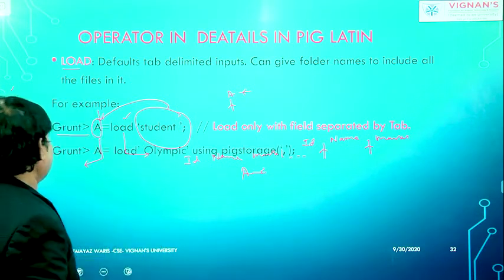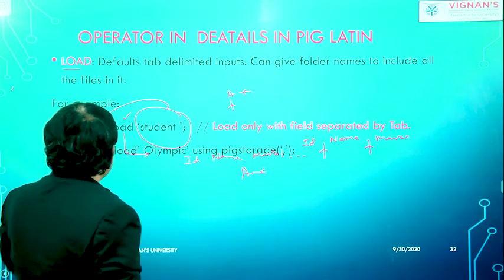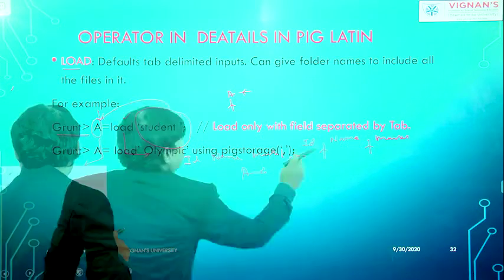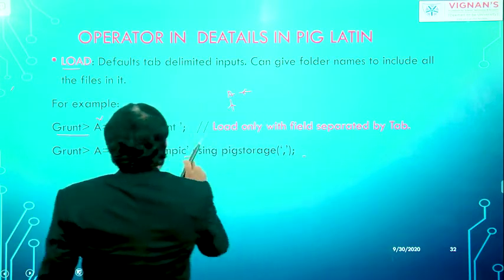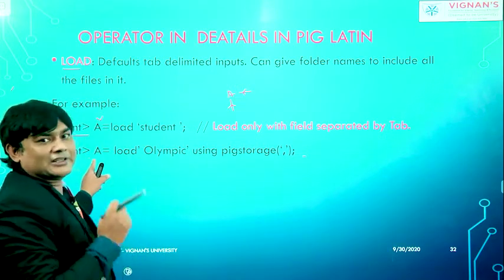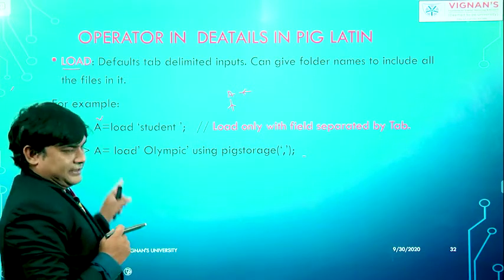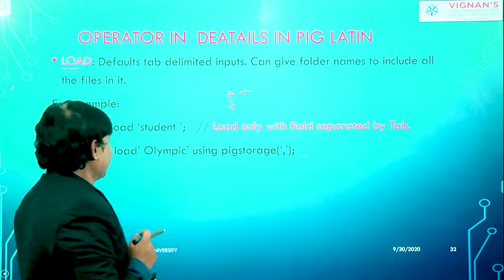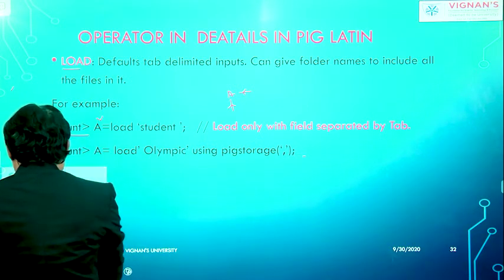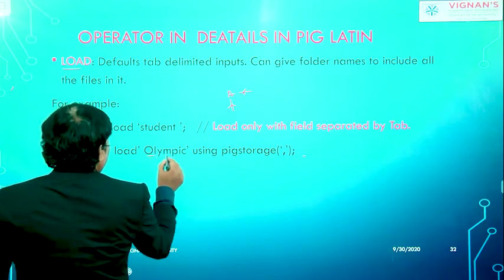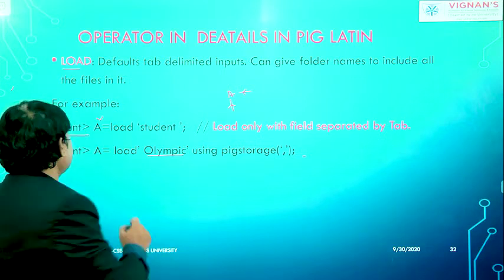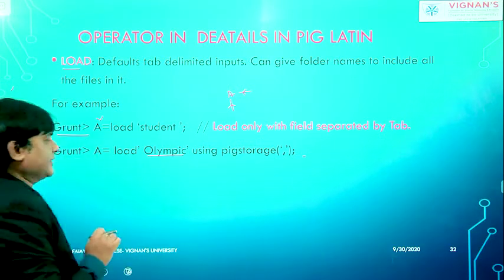What is the meaning of this one? Grunt, A equals load Olympic. Okay, let me explain it in a very clear way. If you see the second statement, you may notice some difference. What I have written is that we are going into the Grunt shell again. This A is a relation. I am putting load Olympic. What does this load Olympic mean? Now you may ask, what is the difference between the first statement and the second statement?